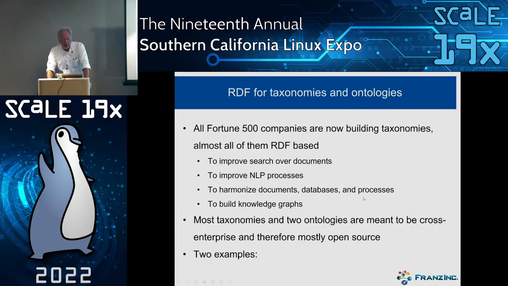People use it to harmonize documents, databases, processes, and then we use it to build knowledge graphs. And knowledge graphs are basically applications of graph databases where you try to collect everything you want to know about a particular entity that you're interested in and the relationship of that entity to everything else in your company, right? So those are knowledge graphs, and I'll talk about it later a little bit more.